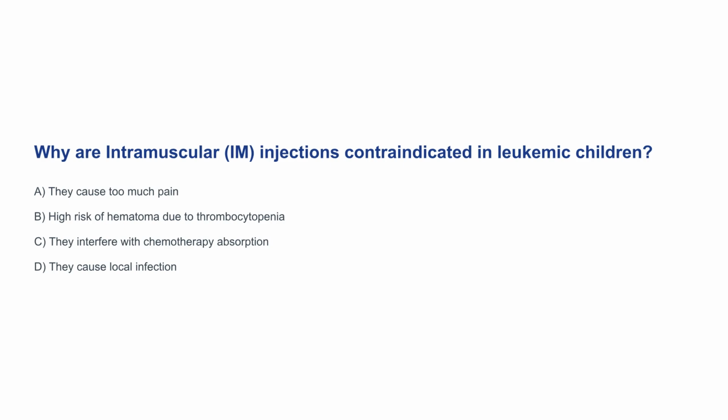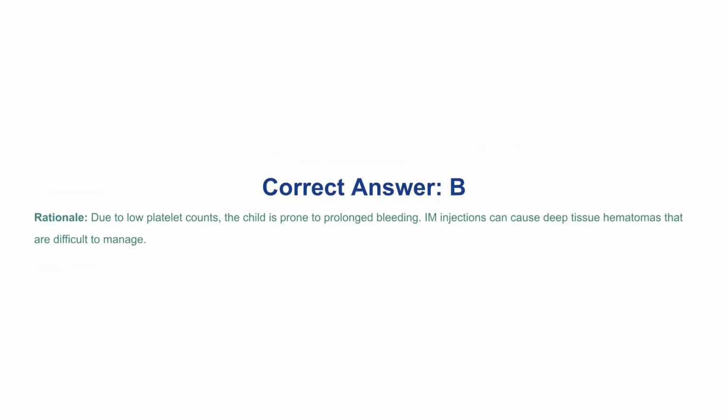Why are intramuscular injections contraindicated in leukemic children? The correct answer is B. Intramuscular injections carry a high risk of hematoma due to the child's thrombocytopenia, which leads to prolonged bleeding.